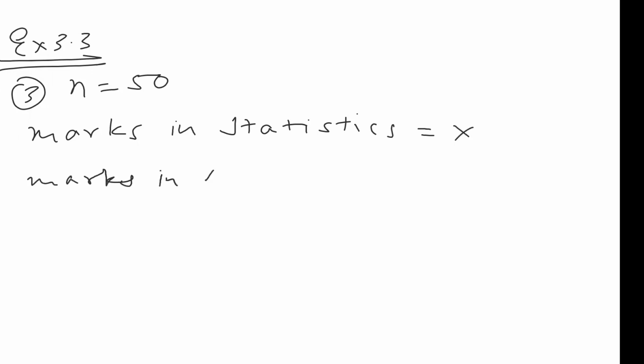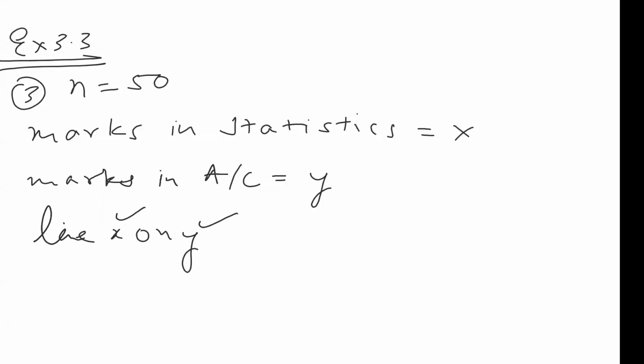Marks in accountancy is given as y. So which line have they given? If you are getting confused, you may reread the statement. The regression equation of marks in statistics on marks in accountancy. See, the word "on" is there, and marks in accountancy is given to you. So line x on y is given to you.